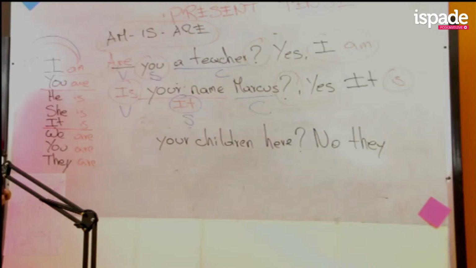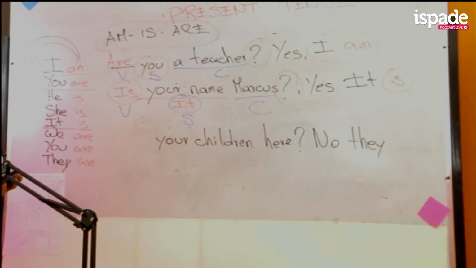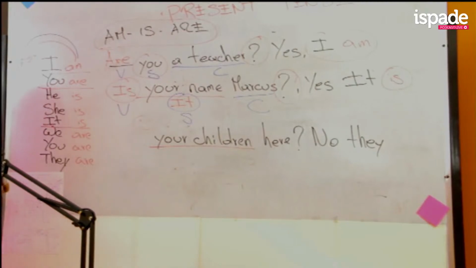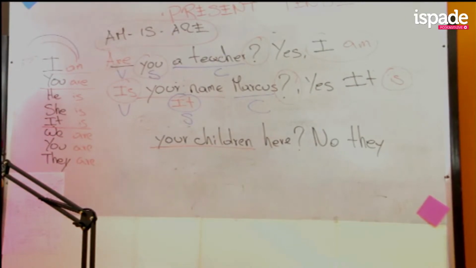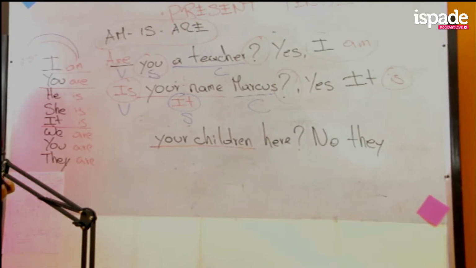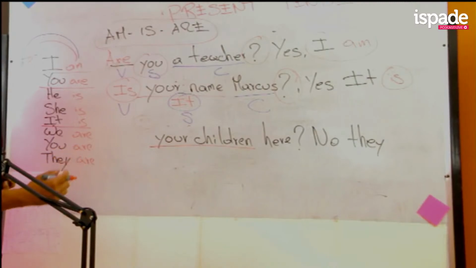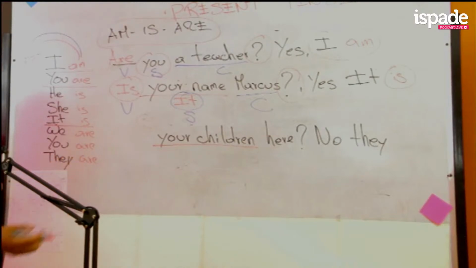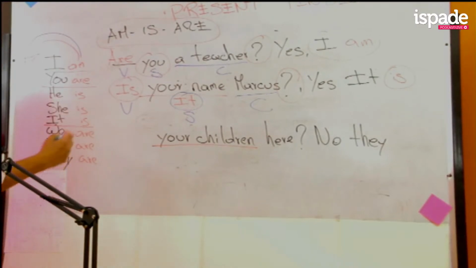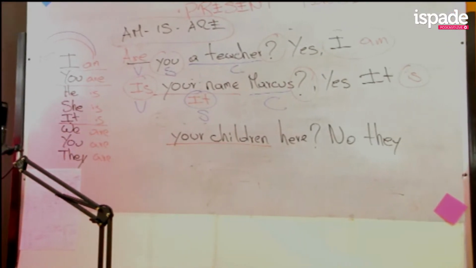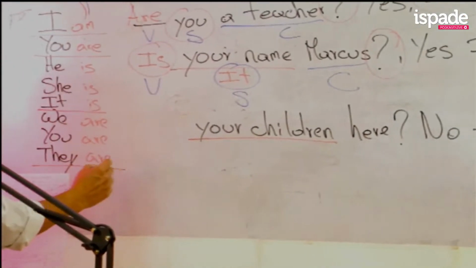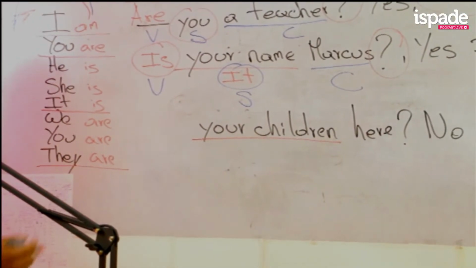Okay, so in this example, which is the subject? Your children. We are talking about niños, so it's in plural. Your children, plural. When we are talking about just one, it's child, so it's singular, but we are talking now about children, which is plural. If we got plural, personal pronoun, which is the verb? They. And which is the verb? Are.